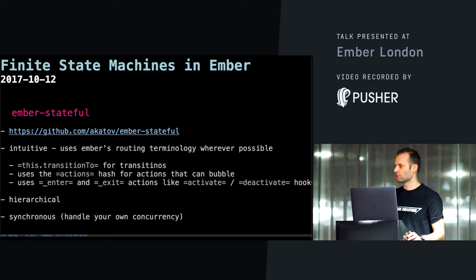Moreover, I wanted to keep the actions hash because we already use that for actions. And I wanted it to be hierarchical. So I wanted to use the actions hash, and I wanted to have bubbling just as you do in routes. So if you return true from an action, it's going to bubble up to the next state above. And one conscious design decision was that transition to is a synchronous function. So basically, if you're doing concurrency, if you're doing some asynchronous stuff, you have to take care of it yourself. And we'll come back to this with the example in a second.